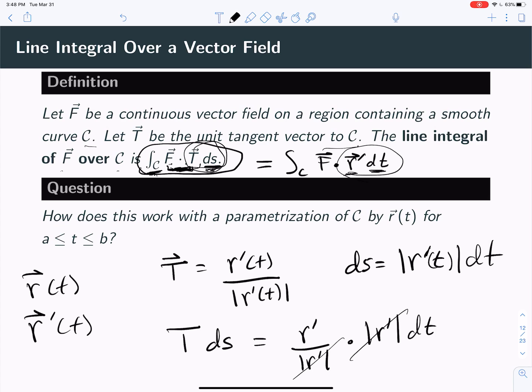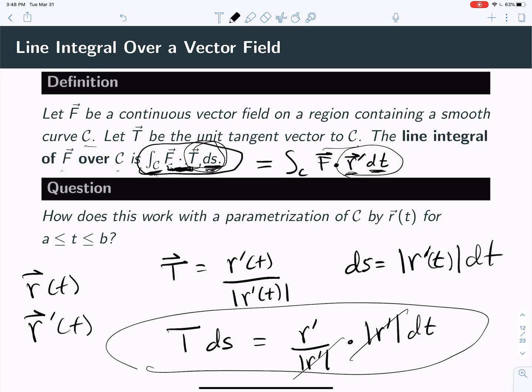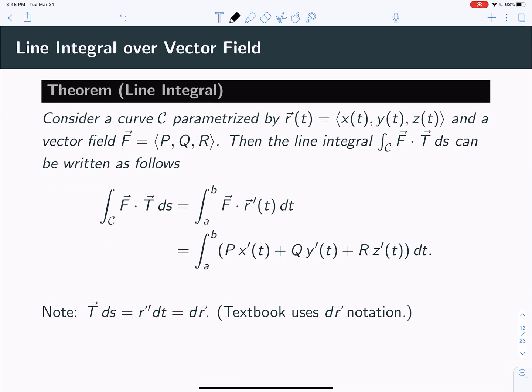I missed the derivative, r prime. Okay, and it's from this sort of cancellation right here. r prime dt is the same as T as a vector ds, and r prime would be a vector as well. Okay, so that's what you're going to see when you write down. So this would be the definition here, but this is how you end up actually computing it because your curve is going to be given by some parameterization. So this is how you compute it, and this is technically what it is.